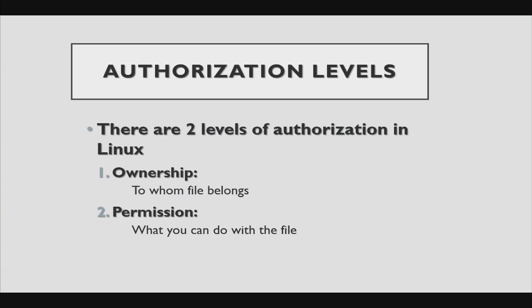First thing I want to talk about is authorization levels. There are two kinds of levels in Linux. First, the ownership, and second, the permissions. The ownership will tell us to whom the file belongs, and the permission will tell us what you can do with the file you have. So now let's explore the ownership types.